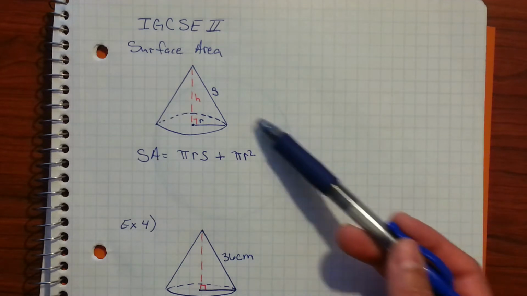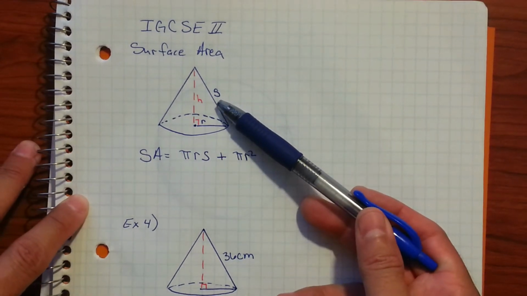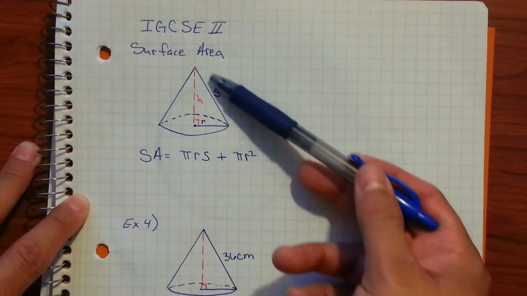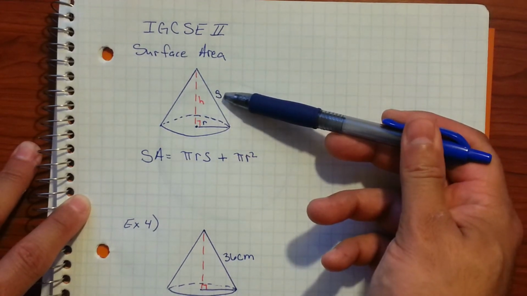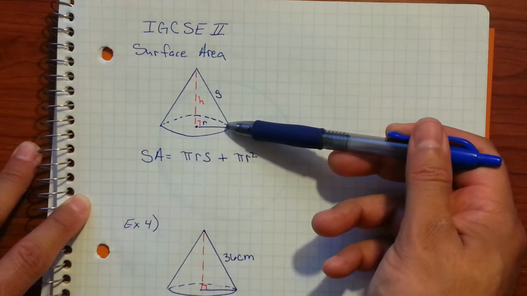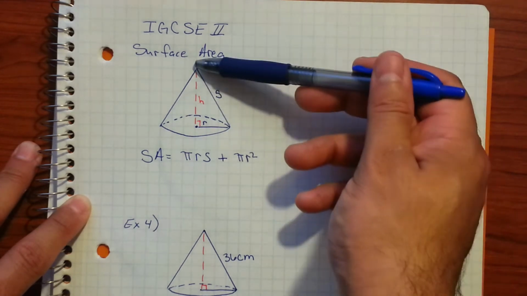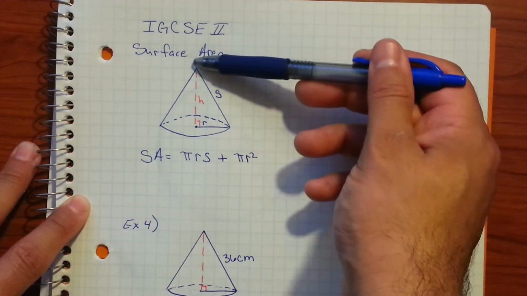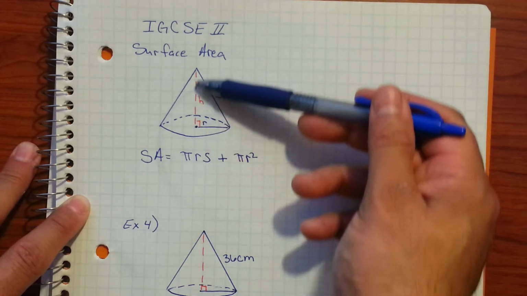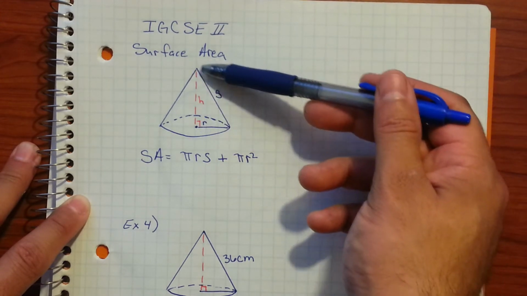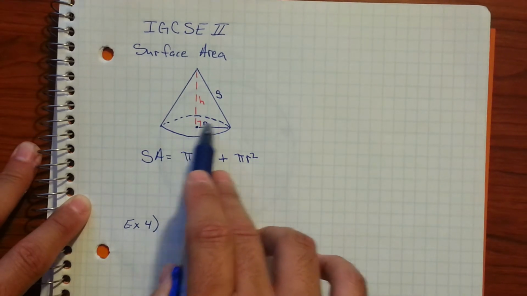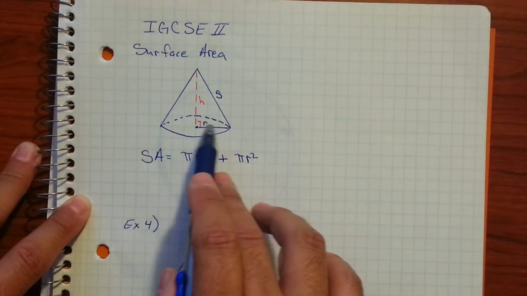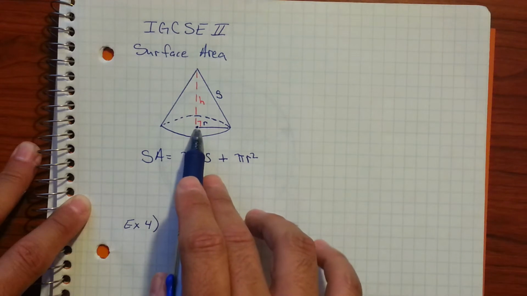Now, right here, I have my picture of my cone. But the cone S actually stands for the slant height. H is the height, S is the slant height. So it's actually from the edge of the circle up to the peak. It's not from the center of the circle to the peak. It's from the edge of the circle to the peak. So right here I have my radius. This is also very important, especially when I'm doing any type of circles.